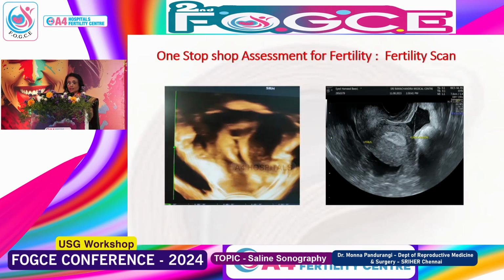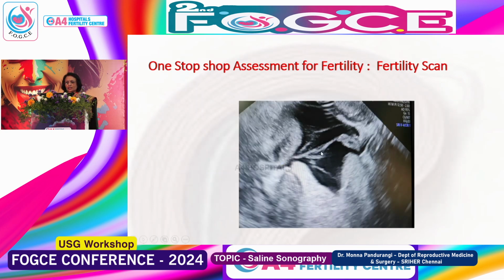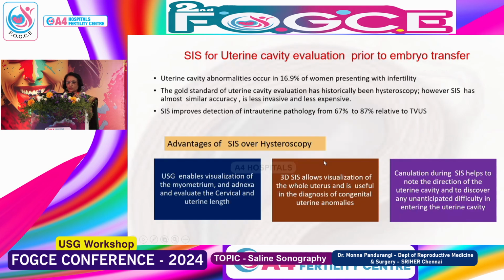So these are the adhesions here which were picked up on saline infusion sonography. One is an intrauterine adhesion, and this is an adhesion in the pelvic cavity which was seen only because the fluid appeared in the cavity. And this is also an adhesion which was seen after saline infusion sonography.